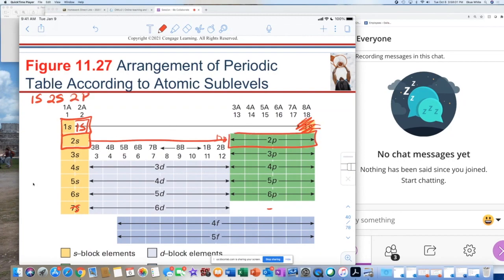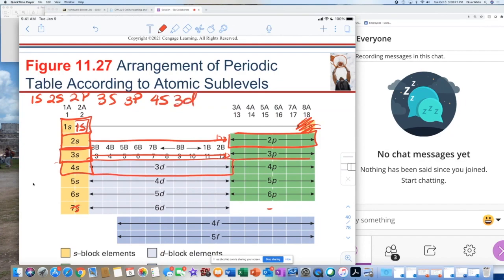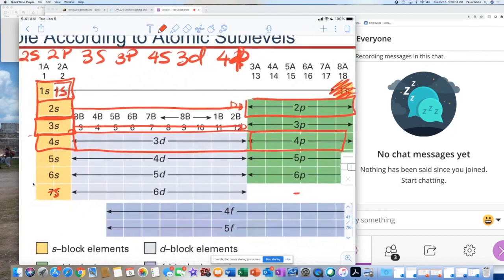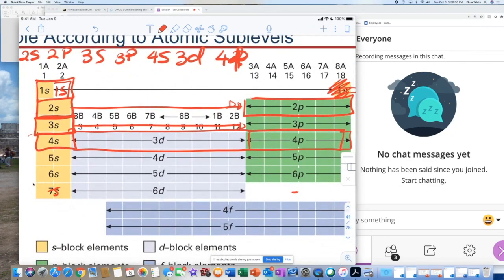Then from that, I move over to 2P. 2P comes next. Then I go to the third row, call it the third period, down to 3S. After that, I go to the right to 3P. After that, I go to the left to 4S, right? After 4S, I go to the middle part, the purple part. It's now 3D. After that, 4P. I said 4P and I wrote 4D, right? 4P. Hopefully you can see what I'm doing. What comes after 4P? Right here. After I'm done with 4P, what level comes next?